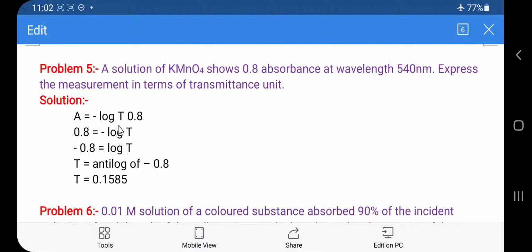So here A is equal to minus log of T, that is, absorbance is given, that is 0.8. So, 0.8 is equal to minus log of T. So, minus 0.8 is equal to log of T, that is, T is equal to anti-log of minus 0.8, and the final answer T is equal to 0.1585. In terms of the percentage, just multiply by 100, it is 15.85% transmittance.